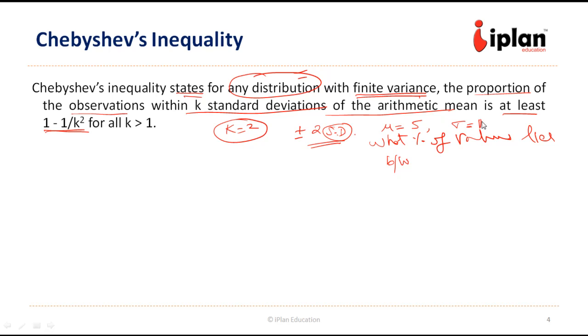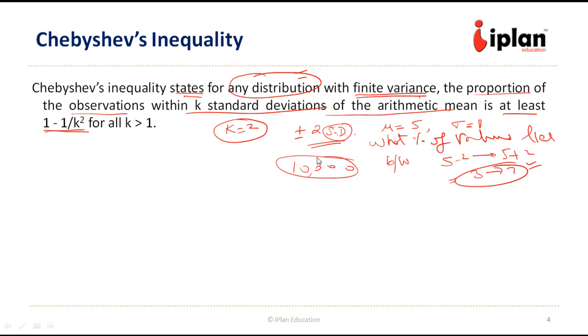What is that? 1 standard deviation is 1, so 2 standard deviations will be 2. So 5 minus 2 to 5 plus 2, between 3 and 7. Within this interval, what percentage of values would lie? There are say thousands of values in that population. Let us say there are 10,000 values. We want to know how many of these values would lie between 3 and 7.